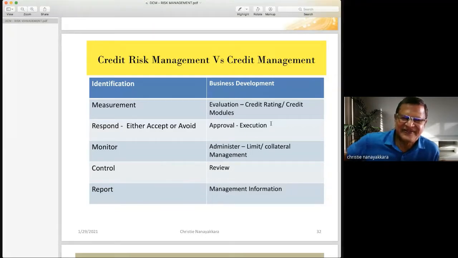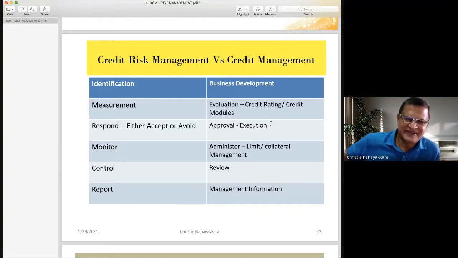So if he is creditworthy, we approve the facility. We also call it executing the facility. Before execution or disbursement, we need to take the collateral. Then monitoring is done by your credit administration, where they will record all collaterals, put limits, and do renewals of facilities once in 3 months, or once in 6 months, or once in a year. Then annually, we also do a review of facilities.